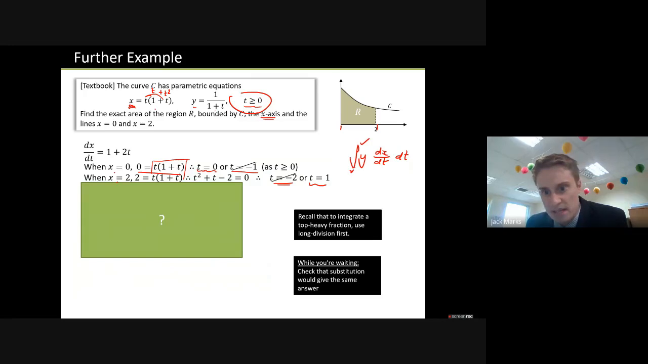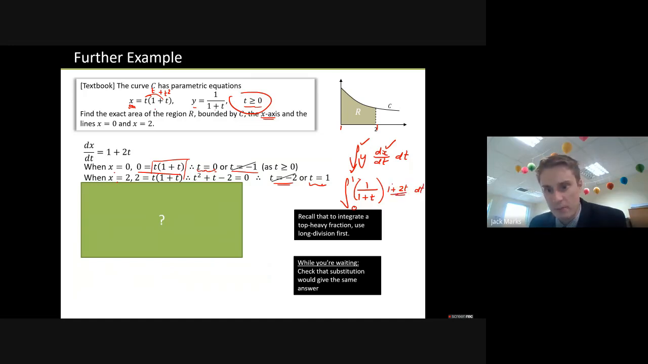Okay, so you've got your t limits, you've got your dx/dt. What would we do next? We'd put our y value there. So we're integrating between 1 and 0. Those are the t limits, 1 and 0. y is 1 over 1 plus t. Don't forget, it has to be multiplied by dx/dt. dx/dt was 1 plus 2t. Okay, and then that's all integrated with respect to t.